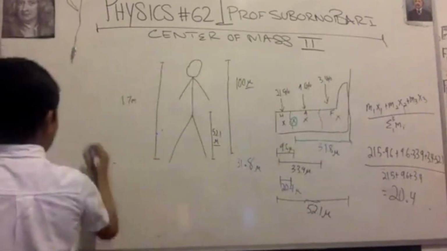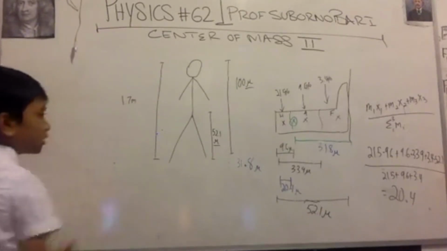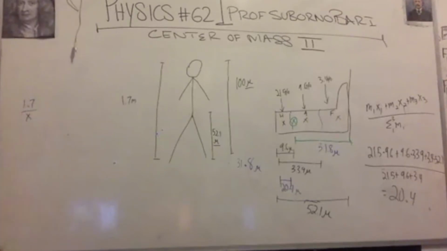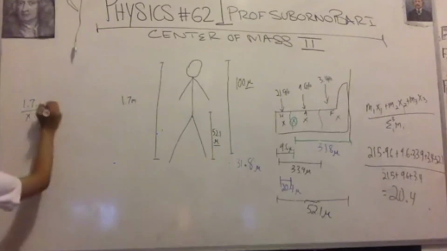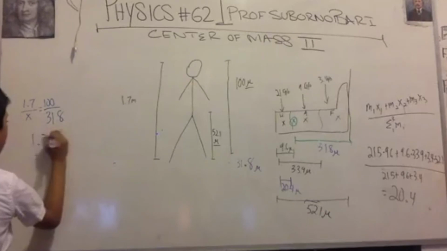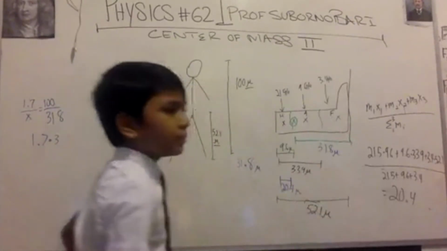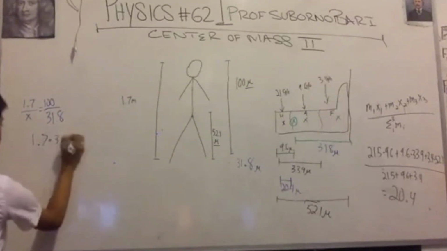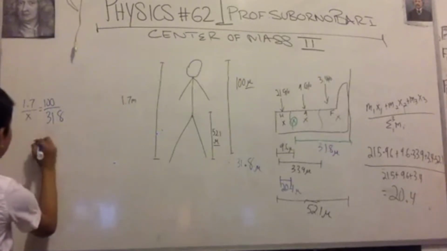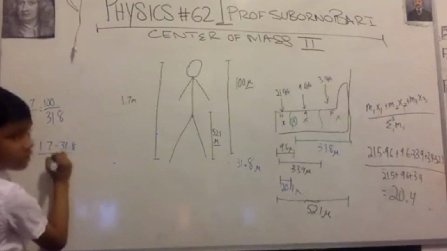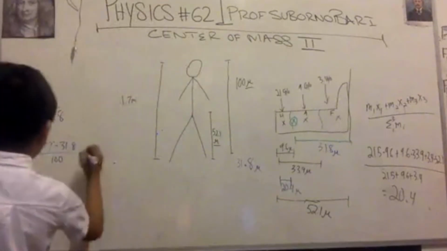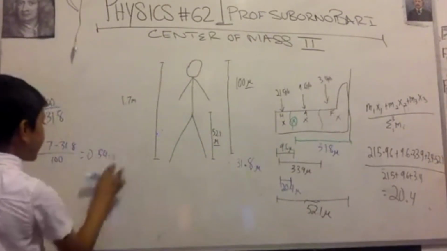We can use proportion. We know that 1.7 meters over the height we want to find equals 100 over the center of mass height in units. Can you write a little bit bigger? I don't think the people in the back can see. So 1.7 times 31.8, divided by 100. I got 0.54. Oh, 0.5406. You don't have to be that precise, but 0.54.